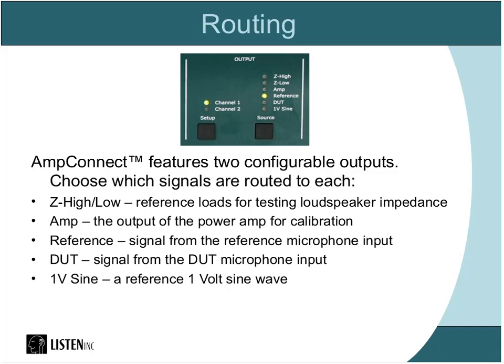And the last section is the 1 volt sine. We have a built-in 1 volt sine oscillator that you can route to either of your outputs, which is very useful for doing calibration or if you wanted to just do some level checking. Again, that AmpConnect self-test sequence I was talking about makes use of that 1 volt sine to check and make sure you have all your cables set up correctly and that AmpConnect is doing what it should.